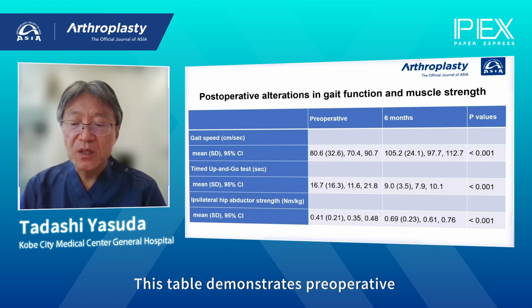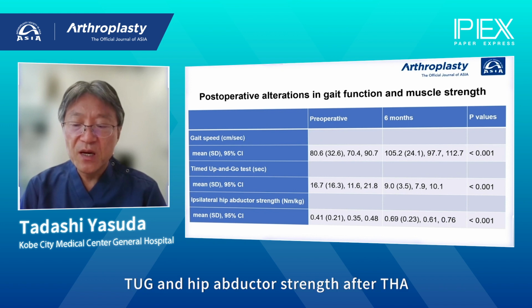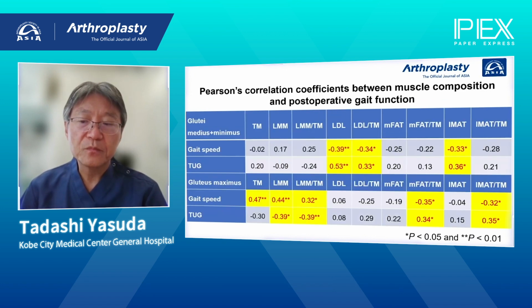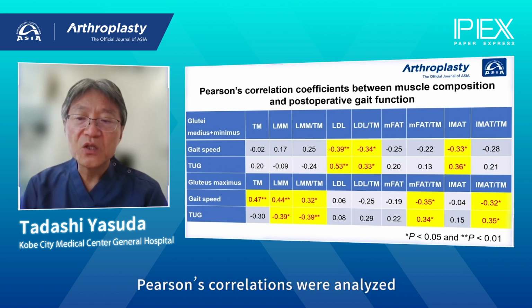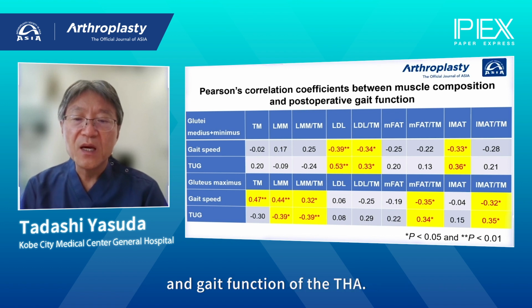This table demonstrates preoperative and postoperative functions. Gait speed, TUG, and hip abductor strength after THA significantly improved compared with preoperative data. Pearson's correlations were analyzed between preoperative muscle composition and gait function after THA.